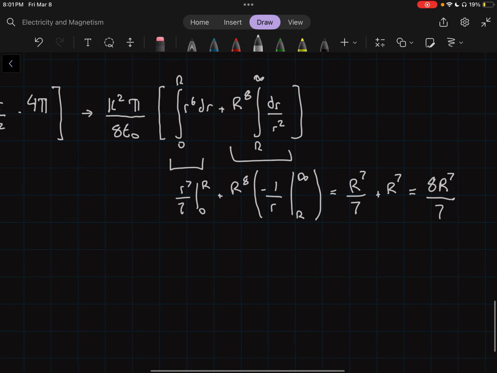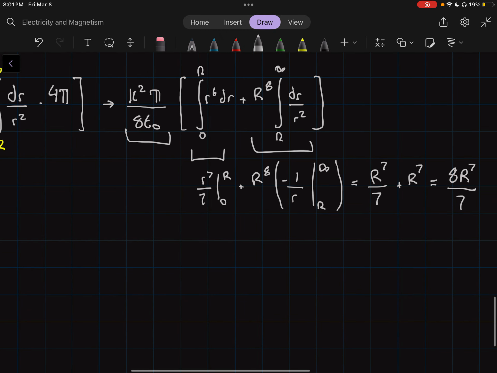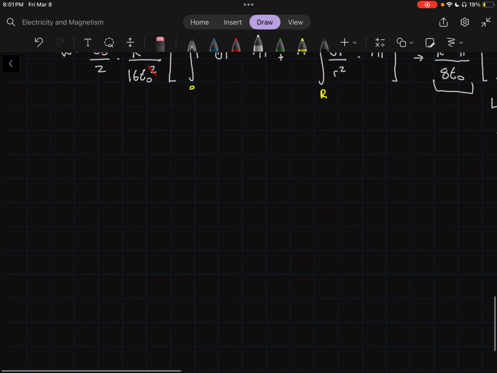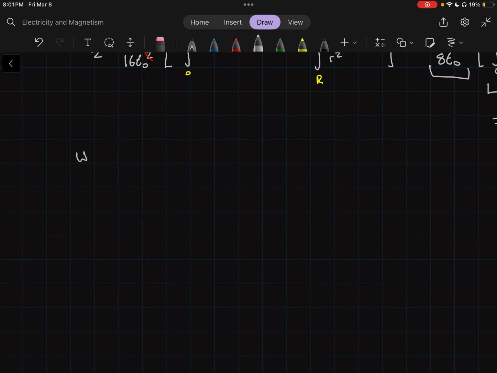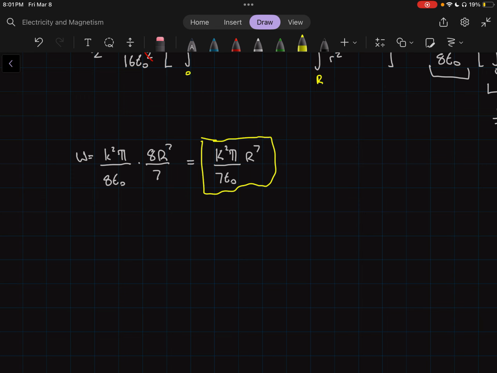Now we can plug that back in here and account for this constant and say that using this method, work is equal to k squared pi over 8 epsilon naught times 8 R to the 7th over 7, which is equal to k squared pi over 7 epsilon naught times R to the 7th. And we'll go ahead and box this because this is correct. So boom, that's our first method done.